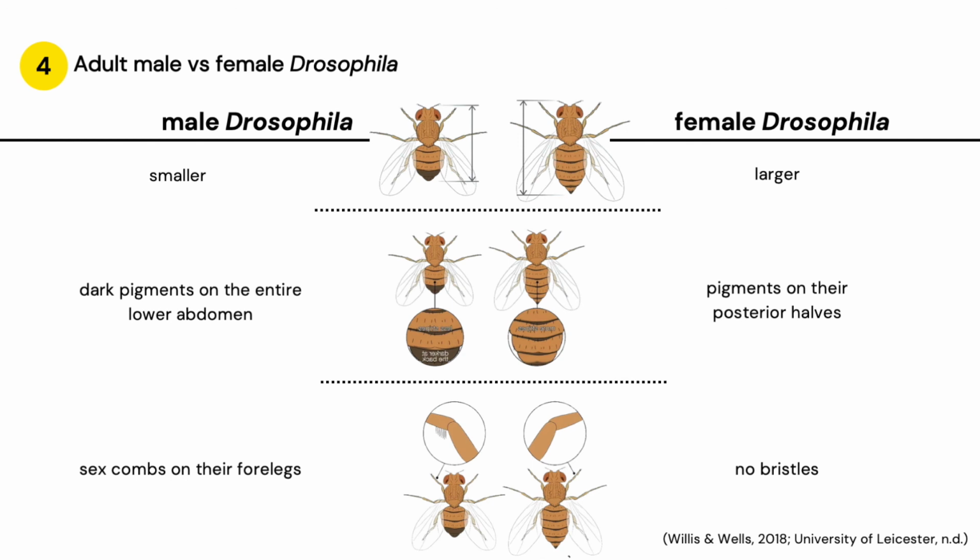To distinguish male and female Drosophila, we can look at their sizes. Females are generally bigger, while males are smaller. In terms of genitalia color, males have dark pigments on their entire lower abdomen, while females only have pigments on their posterior halves. Specifically, males have sex combs on their forelegs for copulation with females. Conversely, females have no sex combs at all.